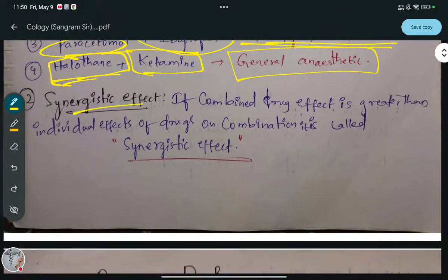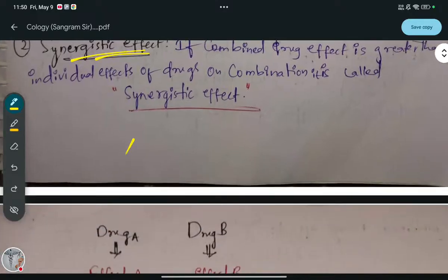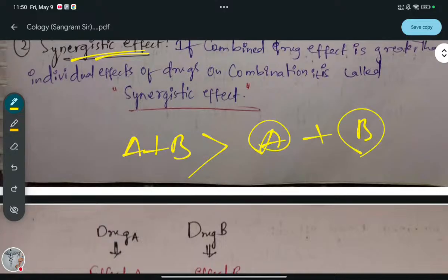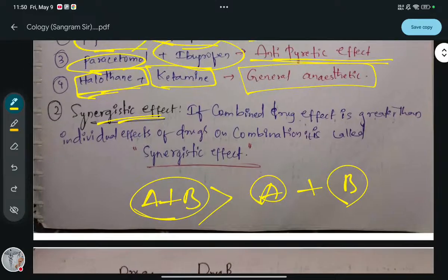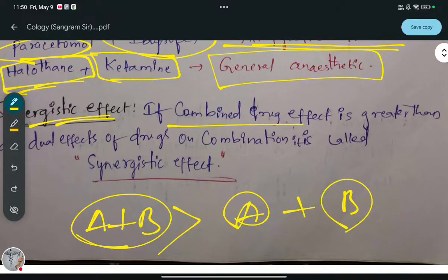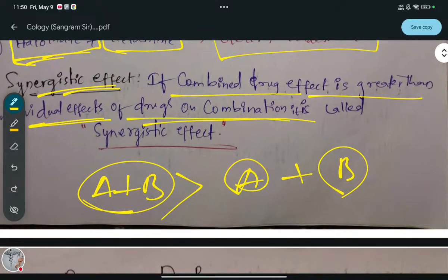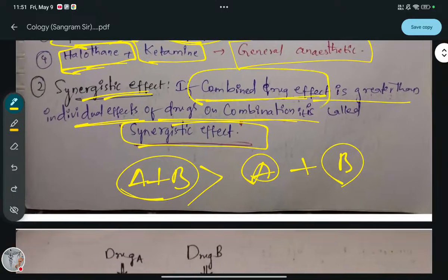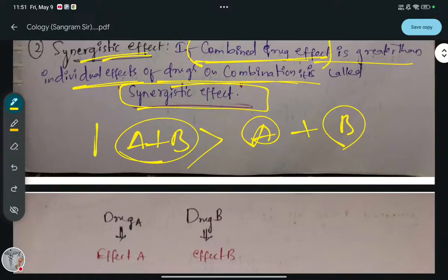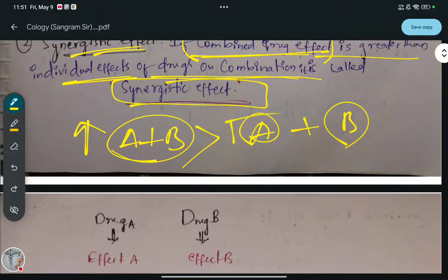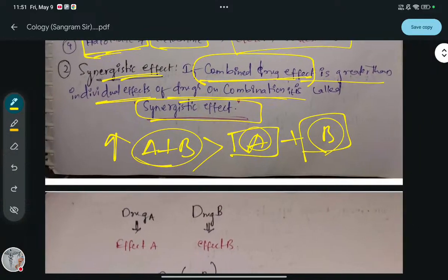Next, synergistic effect. In that case, what will happen? The combined effect of the drugs will be more than the individual effect. See, this is drug A, drug B, and this is combined drug A plus B. The combined drug has more effect than the individual effects. If the combined drug effect is greater than the individual effect, the drugs on combination show a synergistic effect. What does it mean? When the drugs are taken together, they show more effect than when the drugs are taken individually. This is called synergistic effect.